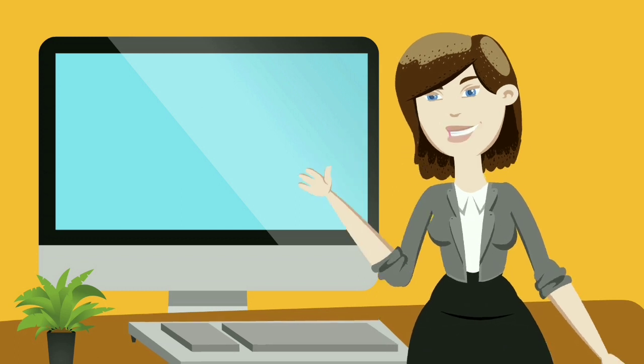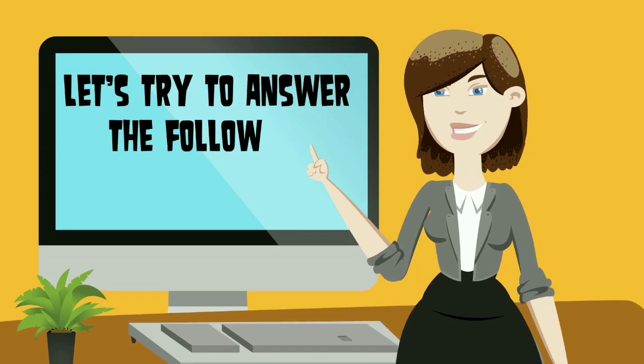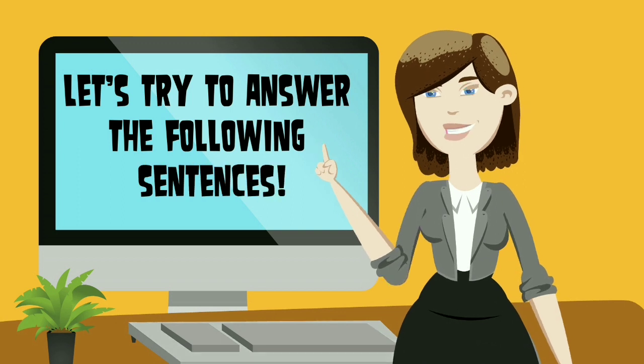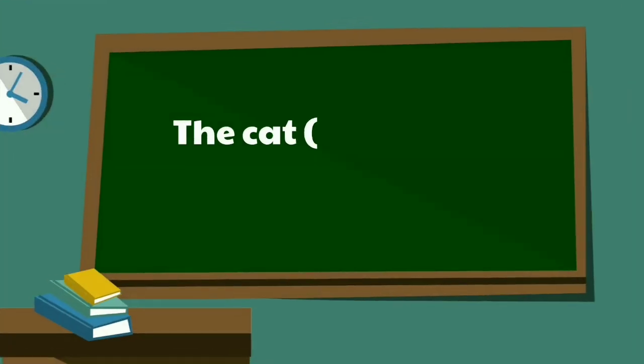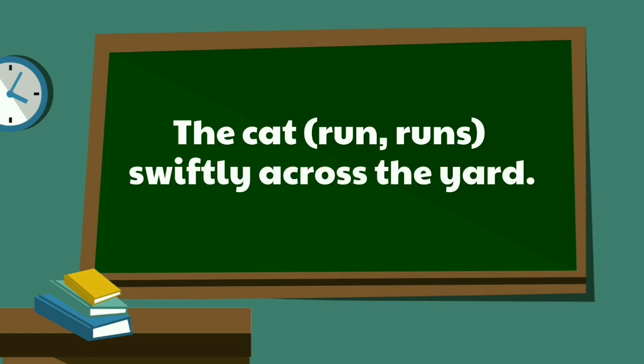To test if you really learned something, let us try to answer the following sentences. The cat runs swiftly across the yard. What do you think is the correct verb that agrees with the subject of the sentence? The answer is runs. Because the subject, which is the cat, is singular. That is why the verb should also be singular.